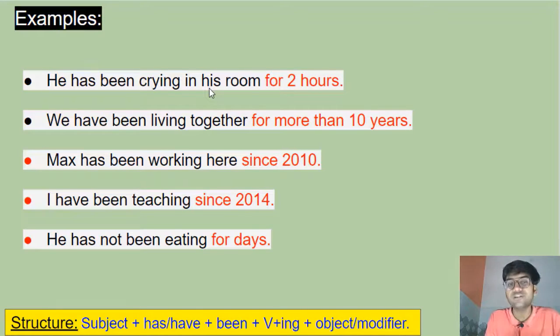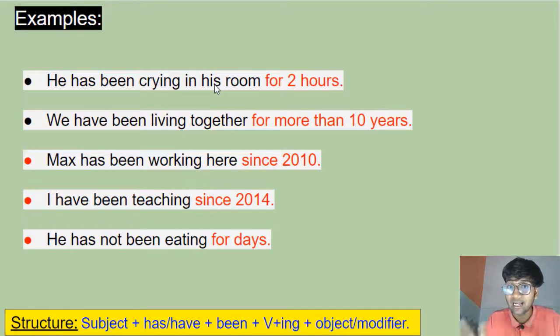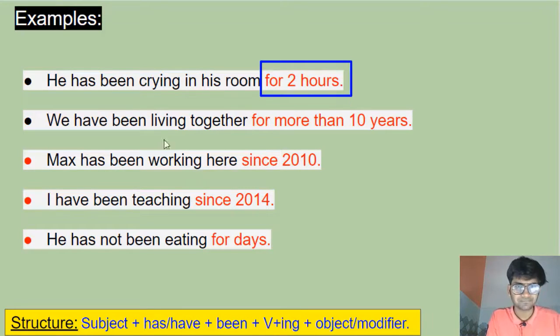If we simply wanted to talk about the continuity of the action, we would simply use present continuous tense and we would say, he is crying in his room. He's simply crying in his room. This action is happening right now. But no, that's not the point. I want you to focus on the time duration for which this action has been going on, right? This action has been happening for the last 2 hours. For is used to talk about the time duration, all right?